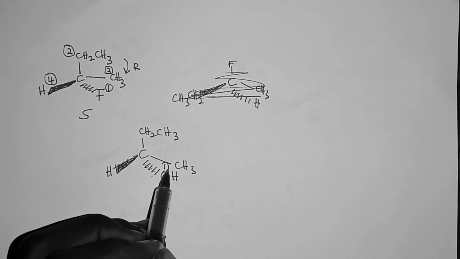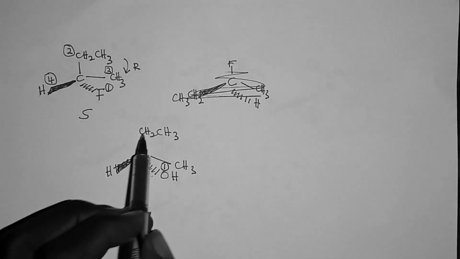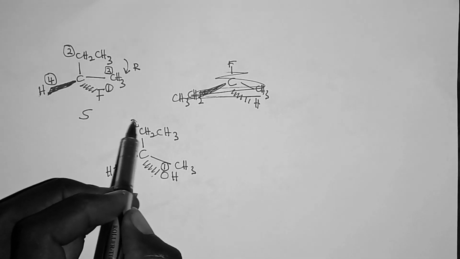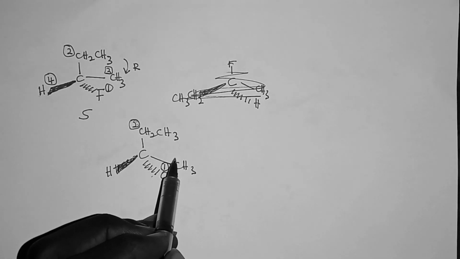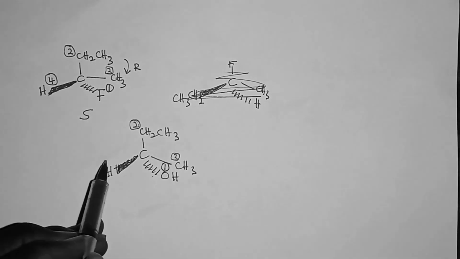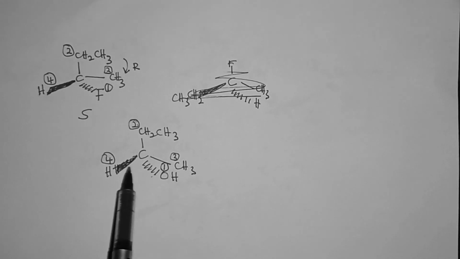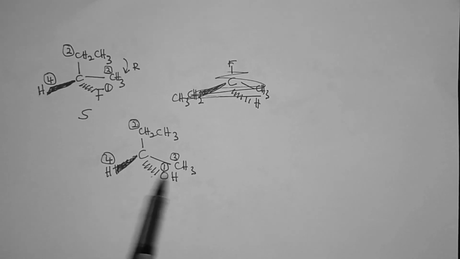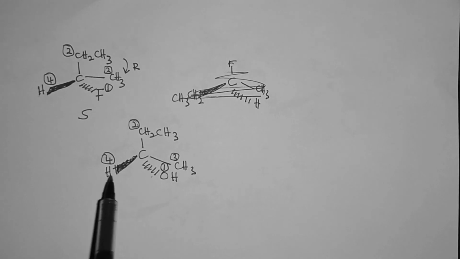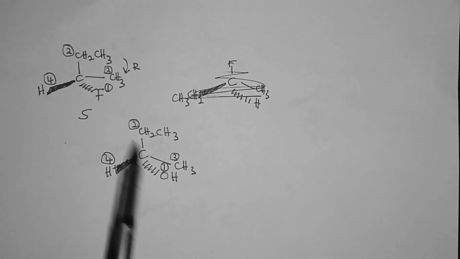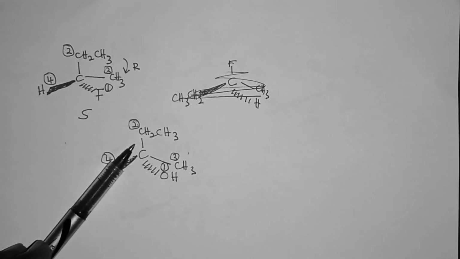So the oxygen is number 1, then the ethyl group is number 2, then the methyl group is number 3, and the proton is number 4. So in this case too, the least group is pointing towards us. It's not pointing away from us. So we'll still have to do the configuration and negate it at the end. So it's going to be 1, 2, 3 when we cover the least group.